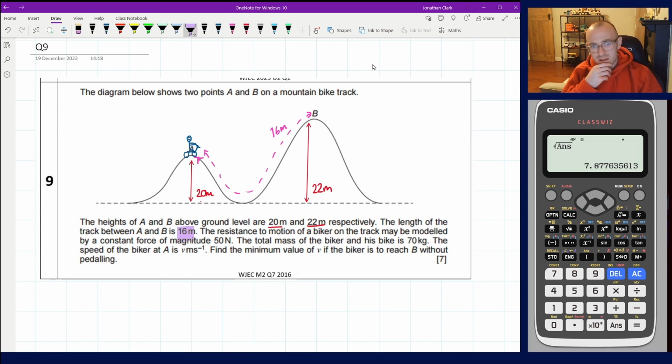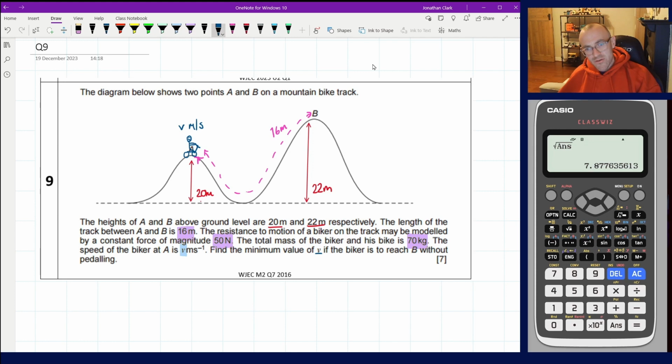We are also told that there's a resistance which has a constant magnitude 50 newtons, and later on we're told that the mass of the bike and the cyclist is 70 kilograms. The speed of the biker is v at the point A, so over here the cyclist is moving. Again, I'm thinking about types of energy. I'm thinking he's got some kinetic energy.